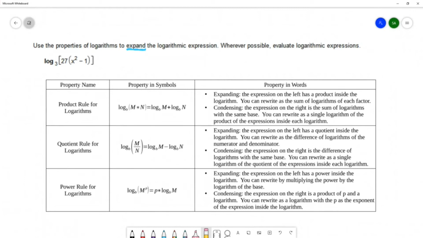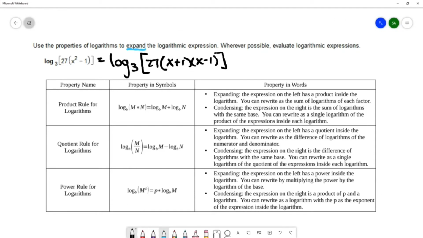And when I look inside the logarithm that we have, log base 3 of 27 times x squared minus 1, inside of this logarithm, the x squared minus 1 is an expression that can be simplified a little bit more. X squared minus 1 is called a difference of squares. So we could actually factor that a little bit more. You can write that as log base 3 of 27 times x plus 1 times x minus 1.